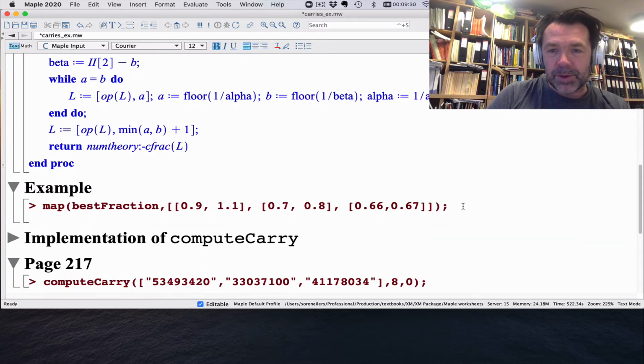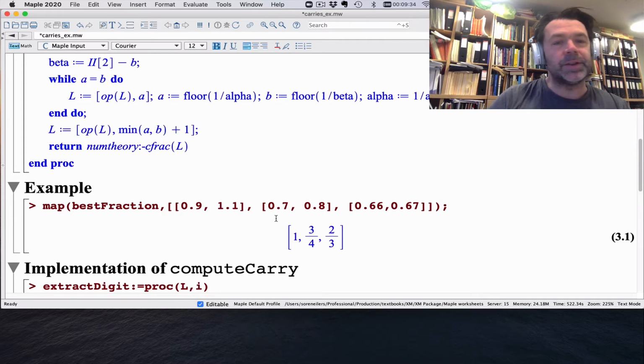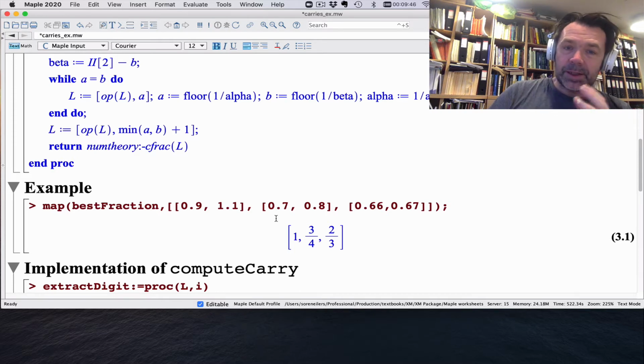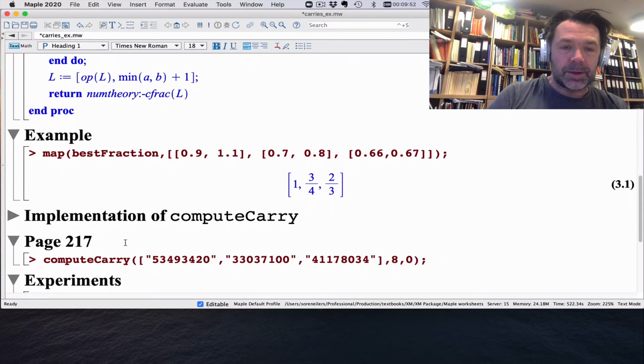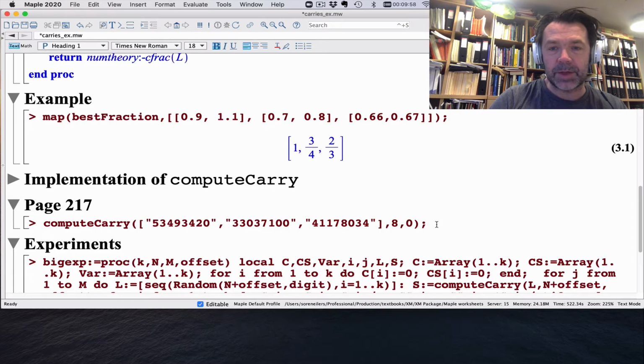But let's not worry so much about how it works. Let me show you an example. If I give it the interval from 0.9 to 1.1, it will of course give me 1. If I give it the interval from 0.7 to 0.8, I get 3/4, and for 0.66 to 0.67, I get 2/3, and so on. It's an exercise to implement this compute carry function that I'm going to use, so I'm not going to show you that.